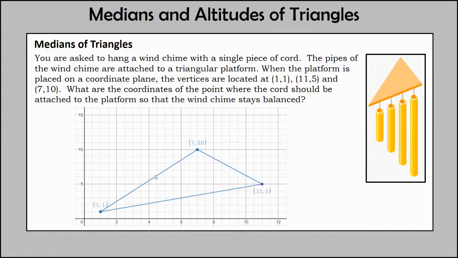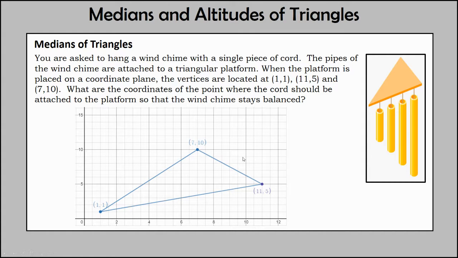Let's say that I take this triangle and I put it in a coordinate plane that looks like this. Where would I put the cord so that when I hang this from the ceiling, this piece of triangular wood is parallel to the ground? It's hanging perfectly level. Well, there is a point that's not that hard to find inside this triangle that is the center of balance. It's the central point of balance. If I was to put my finger right on that point and lift it up in the air, this thing would balance just perfectly on my finger, the center of gravity, if you will.